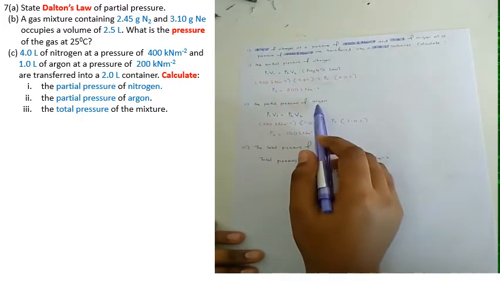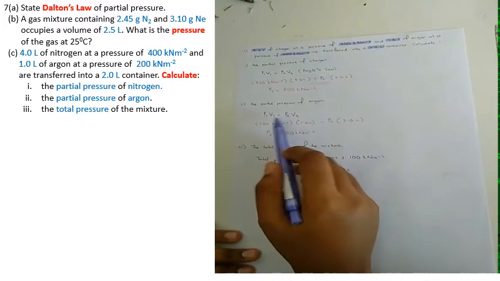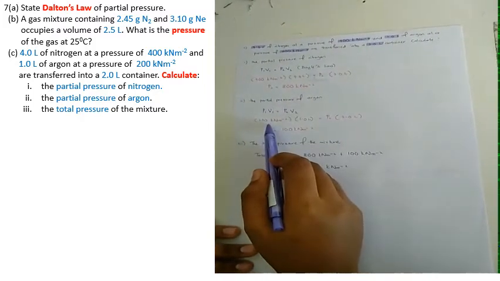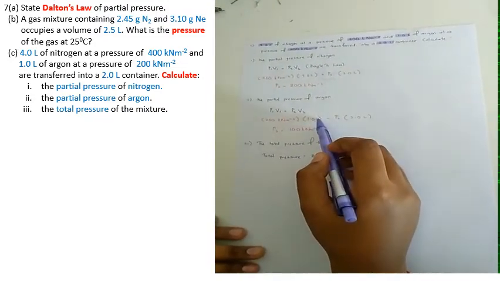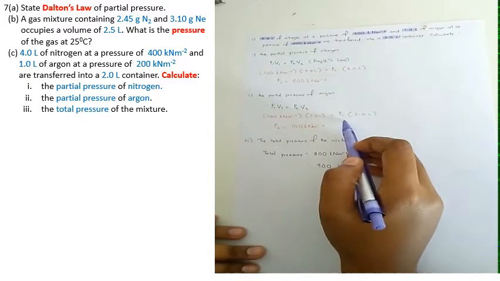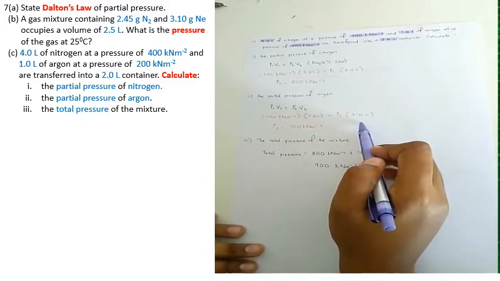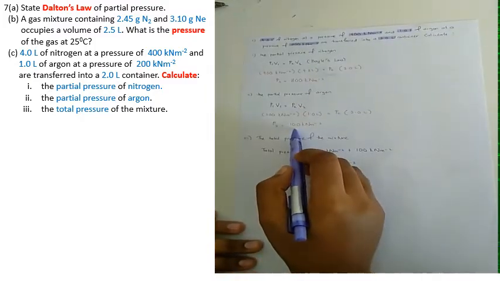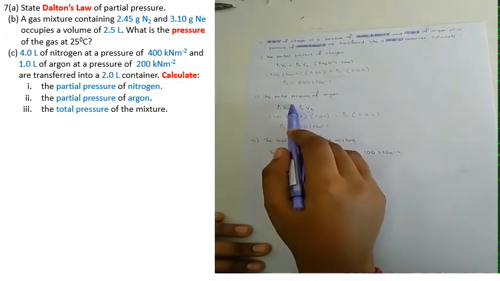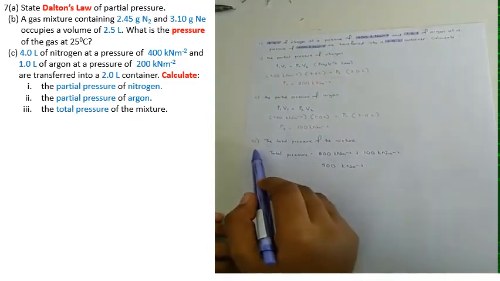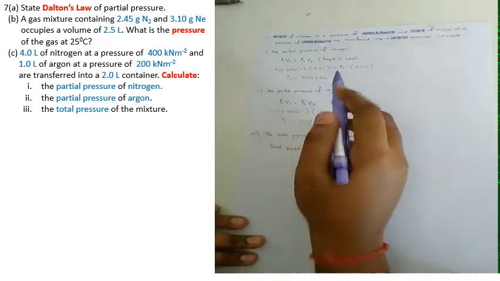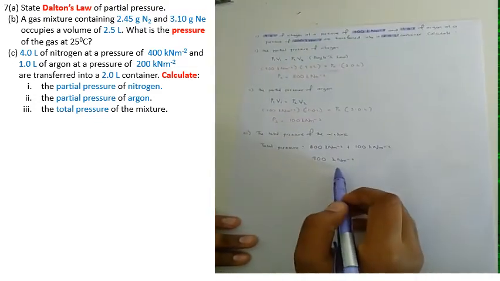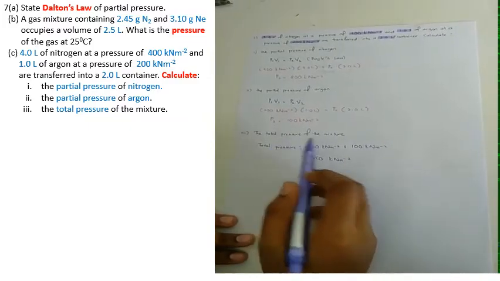And the same goes to argon. P1 V1 is equal to P2 V2. 200 kPa for argon pressure, and then 1 liter for volume of argon. P2 we have to find. 2 liter is the volume of container. So we'll get 100 kPa for the partial pressure of argon. For part 3, the total pressure of the mixture is 800 plus 100, we'll get 900 kPa for the total pressure of the mixture.